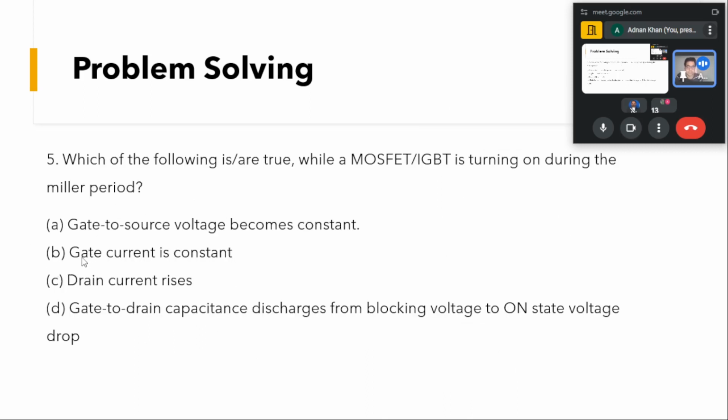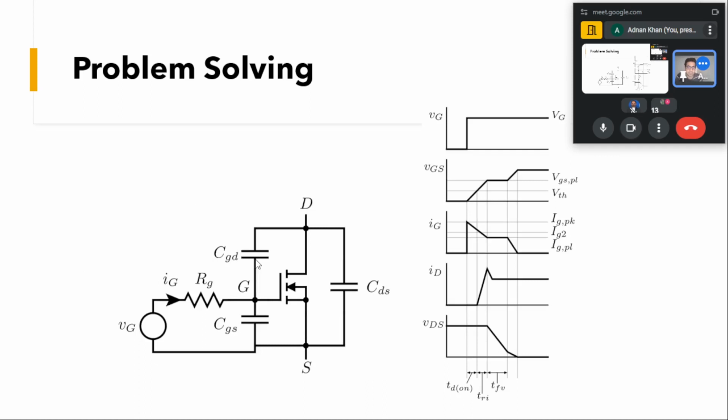Now we'll go to the second one. Gate current is constant. When VGS is constant, we know VG is constant. So both of these voltages are constant, and the effective voltage applied across RG will cause a constant current to flow. That IG, the gate current, will be constant. That is what you see here.